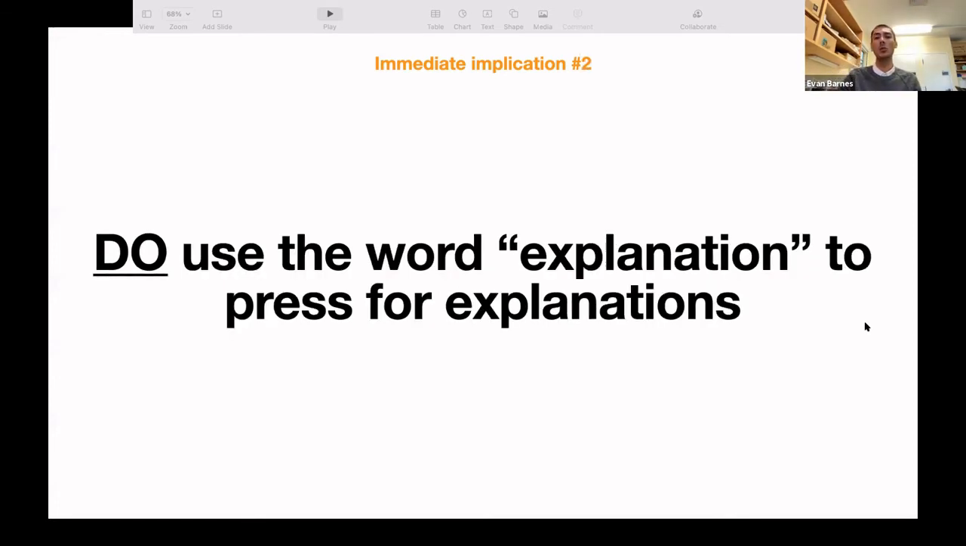And what else can you do? Well, try to use specific words like explain or explanations or tell me your explanation, or does anyone have any more explanations? We found that was really robust and quite powerful in our findings. And this is a very tangible and immediate implication that hopefully you're all able to do.